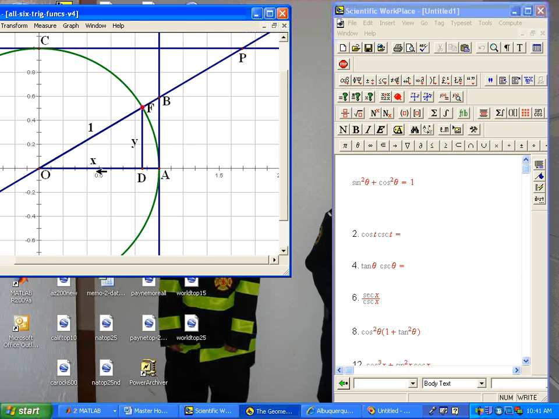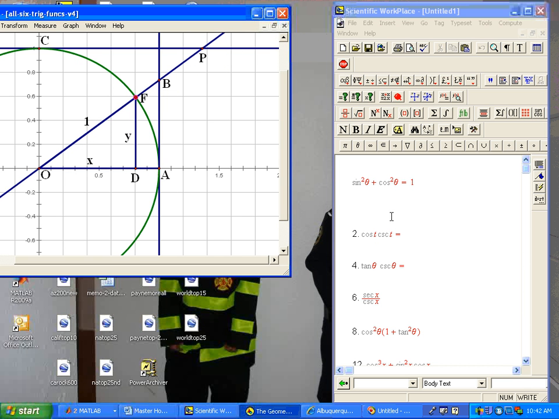I don't think I marked that in here, but the angle FOD is theta. We looked at the main triangle that forms with hypotenuse 1, and we're calling this x and this y because those are the x and y coordinates at this point. But then we also looked at a couple of other triangles. What happens when this radius is extended past the circle and intersects a vertical line at B and a horizontal line tangent to the circle at P? We discovered that the various sides of those triangles were interesting trig functions.